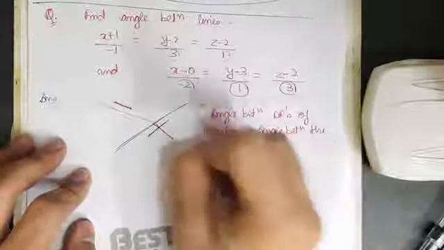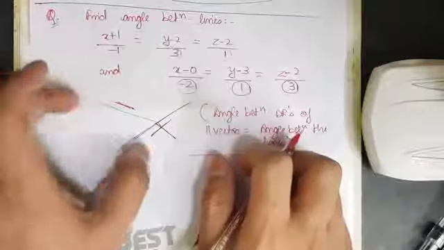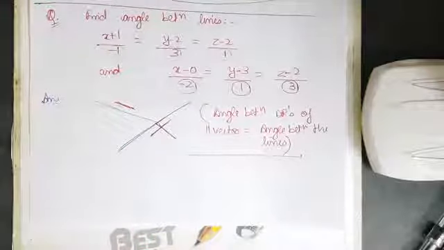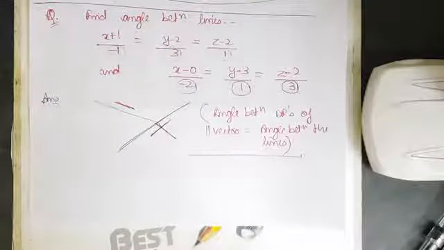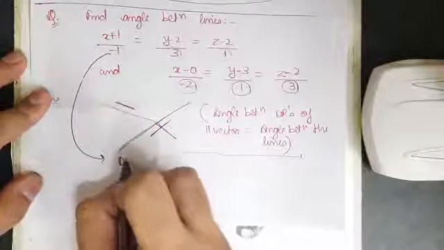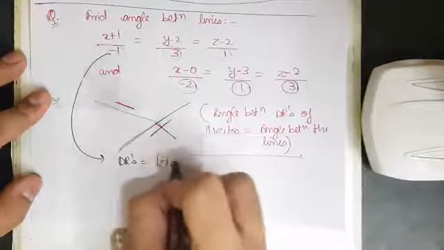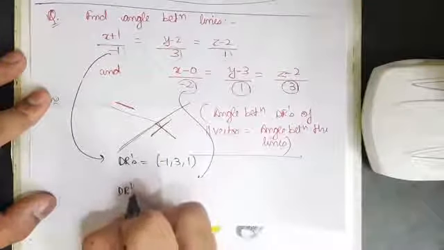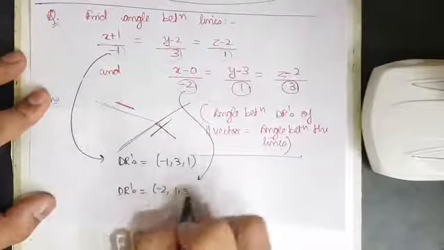Now why is it so? It is basic maths that if the angle between two lines is like 30 degrees, then the angle between the parallel lines will also be 30 degrees. So let me begin with it. The DRs of this one are -1, 3 and 1. The DRs of the second one are -2, 1 and 3.